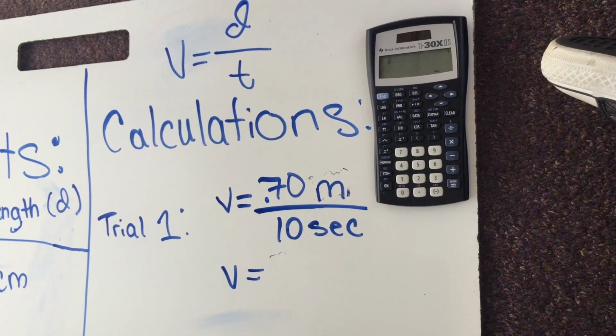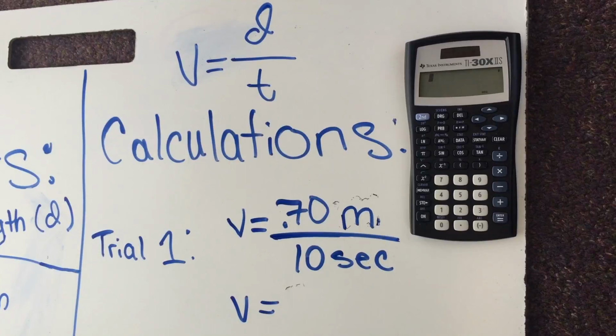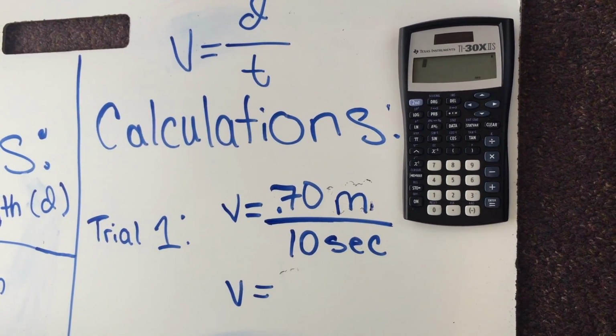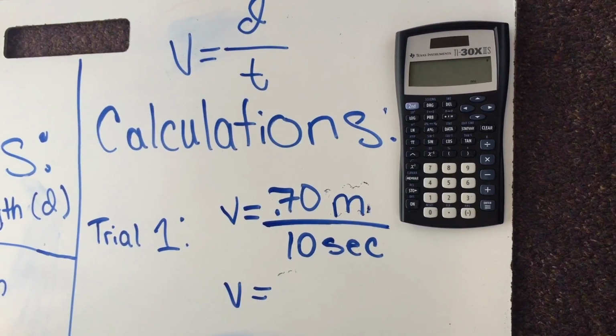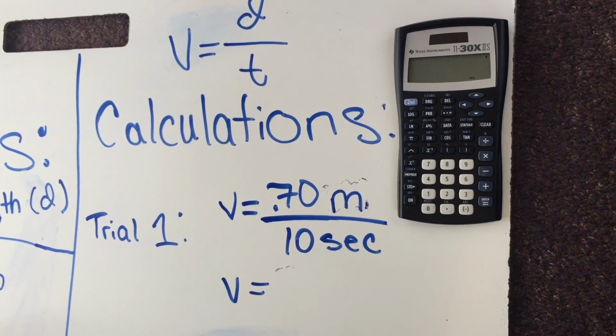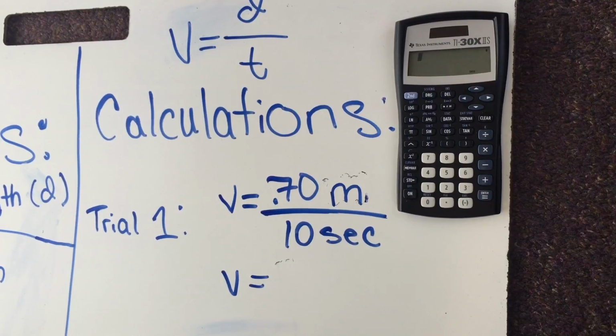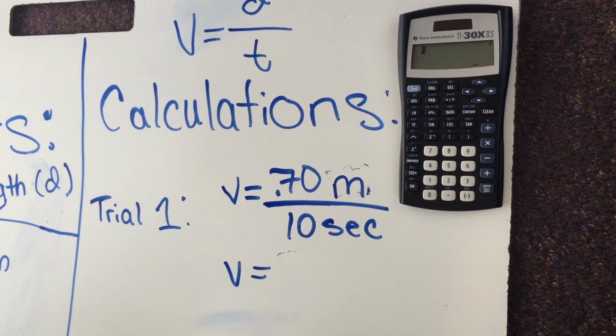Let's do a trial together. So in trial 1, the time was 10 seconds. The amplitude of trial 1's wave is 10 centimeters. The wavelength is 70 centimeters. But since we converted it earlier, we know that it's 0.7 meters.